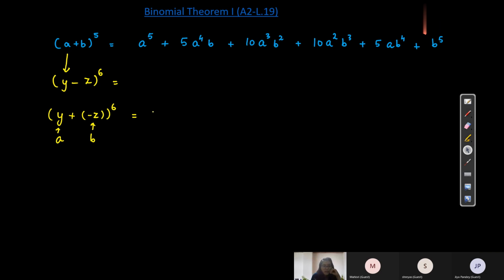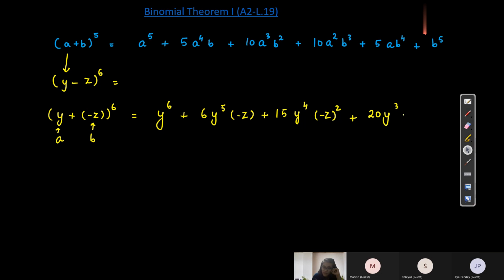Okay, so first of all I'm going to get y raised to 6 plus, what will be the coefficients in this case? You will have a 6, then y raised to 5, okay, and then you will have negative z, then plus, the next coefficient will be 15. See, 5 plus 10 will give you 15. Then you will get y raised to 4 and negative z raised to 2. The power will keep on increasing for negative z. Then again, 10 plus 10 will give you 20.